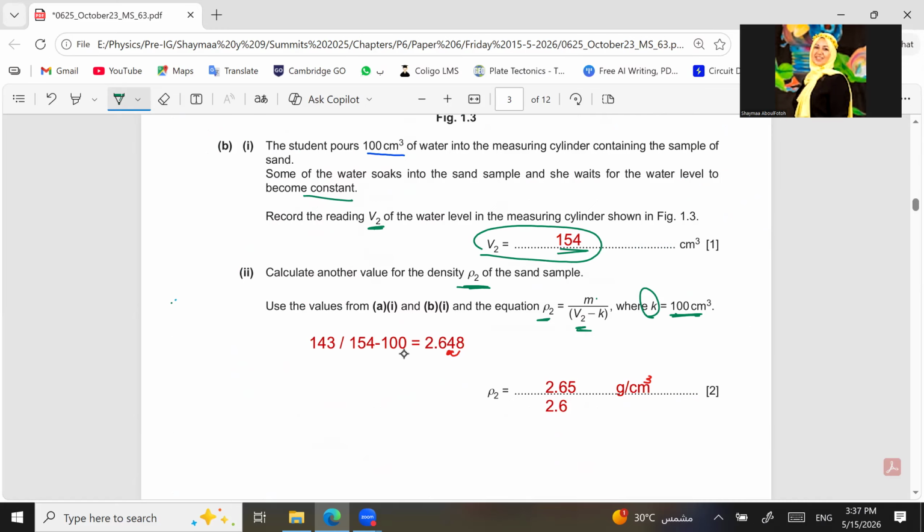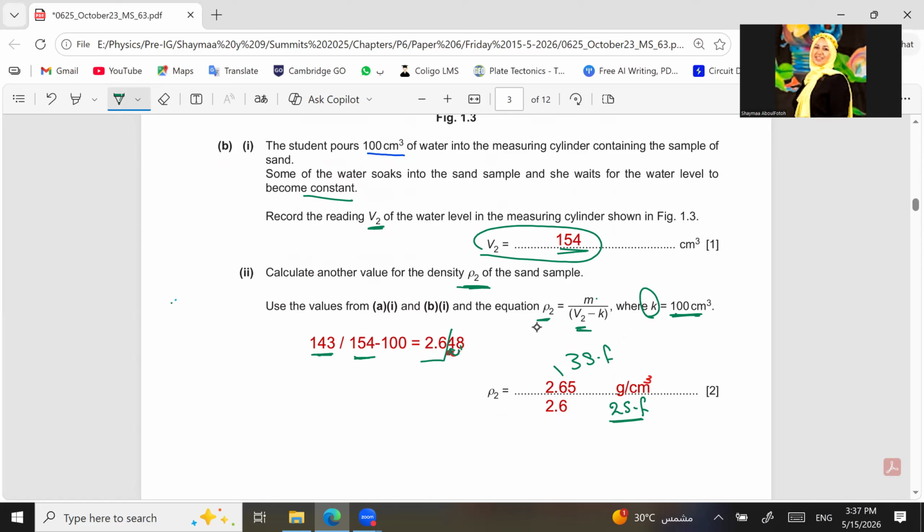I'm going to substitute M, 143, divided by V2, 154, minus K, which is 100. The result will be 2.648. If I needed two significant figures, it would be 2.6. If I needed three significant figures, rounding up, it will be about 2.65.